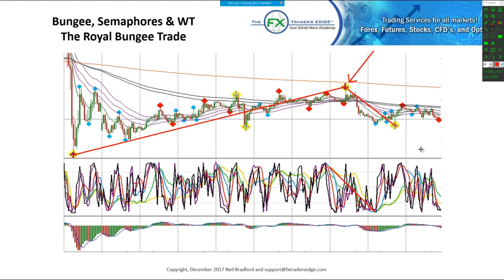Okay? And that's the setup. That is the setup. Let's run through it again and keep it really simple. Royal semaphore appears. Price crosses the channel, the wave and the tunnel, sorry. Gold bungee crosses the channel. Measure the retrace. If it's big enough, we expect a lower royal semaphore.